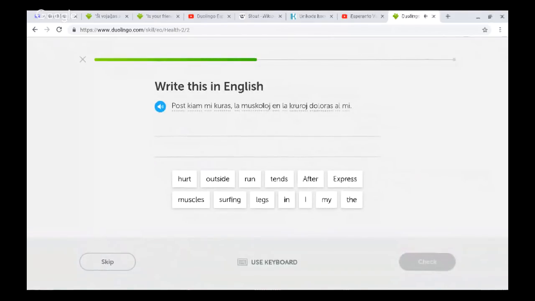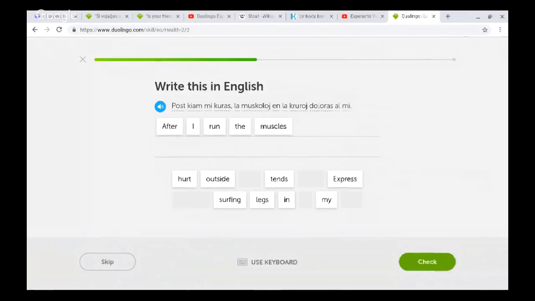Post kiam mi kuras, la muskoloj en la kruroj doloras al mi. After when I run, so after I run, the muscles in the legs hurt to me. The muscles in my legs hurt me. The muscles in my legs hurt. We don't have to say me in English. All right, none of those fit. All right, good.